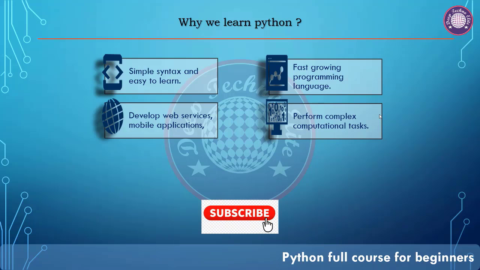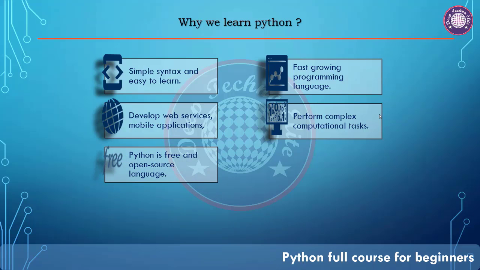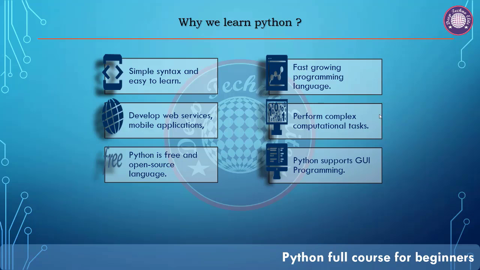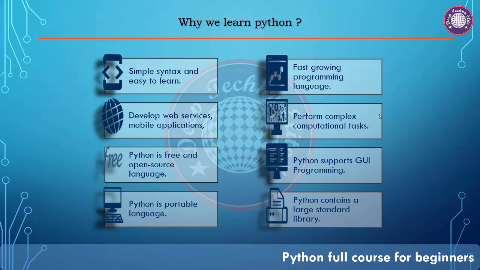Another popular reason to learn Python is that it is open source, so you can get to know every aspect of it if you want. Next, graphical user interfaces can be made using Python. It supports GUI programming. The next reason is Python is a portable language, meaning you can run a Python program on different operating systems. Also, Python contains a large standard library so that you don't have to write code for everything.